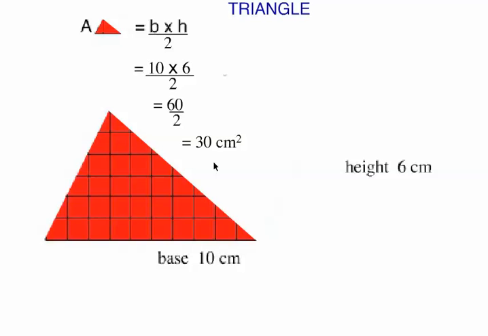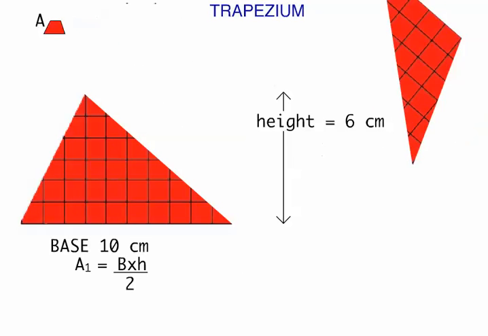We're going to be looking at the area of a trapezium, and we know that the area of a triangle is base times height divided by 2. A trapezium is like two triangles glued together, and they share the same height. Okay, but they have different bases. So let's have a look at that.